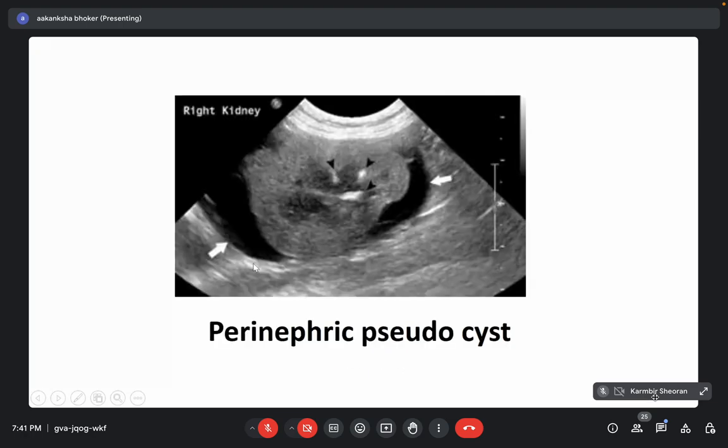Here, this is a perinephric cyst along the outside of the kidney. Anechoic fluid can be seen, and the size of the kidney is reduced. The kidney appears globosed. Corticomedullary differentiation is reduced. So all these are related with chronic kidney disease.